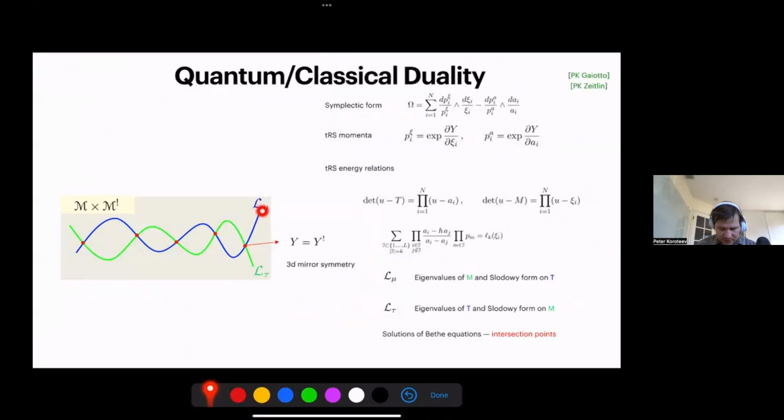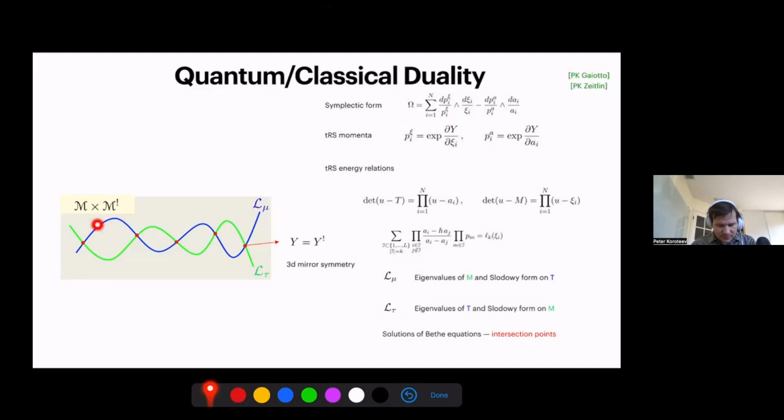we can draw the Lagrangian submanifolds. First of all, consider the symplectic form omega. So we have a's and z's or zetas, so it's two sets of variables. And then we put them all together. So it's a big symplectic manifold of dimension 4n, or complex dimension 2n. Then these TRS momenta are exponentiated derivatives of the Yang-Yang function with respect to either zetas or a's respectively, right?